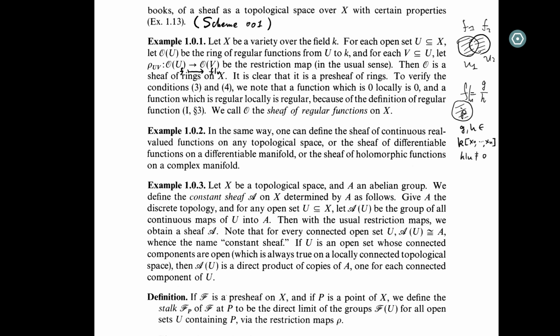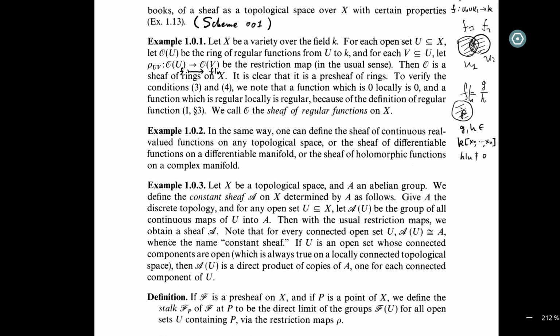Then I am going to define a function from U1 ∪ U2. For the elements in U1 I define it by F1. For elements in U2 I define it by F2. Then this is a function on the intersection. Since they coincide, it's well defined, this function.